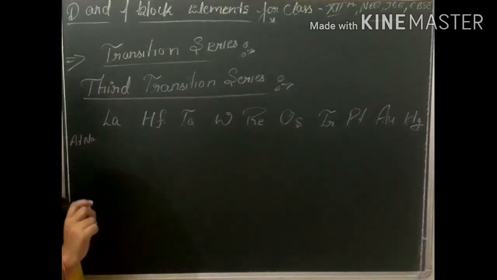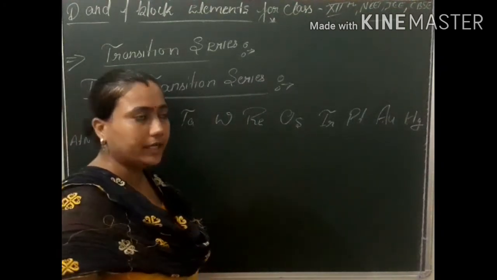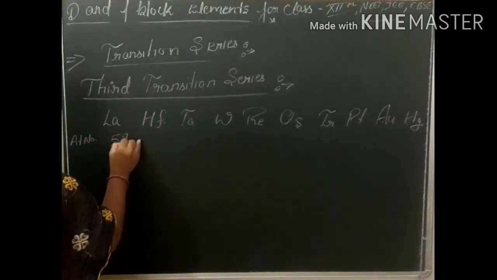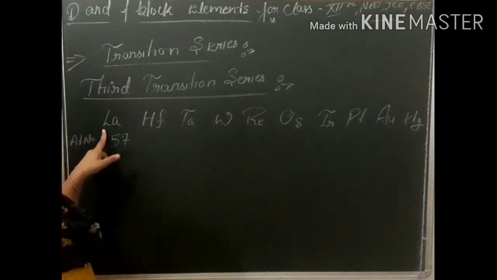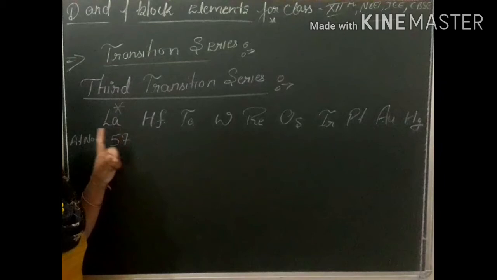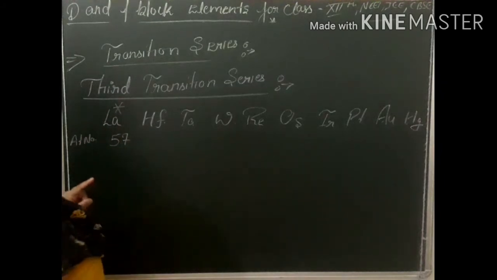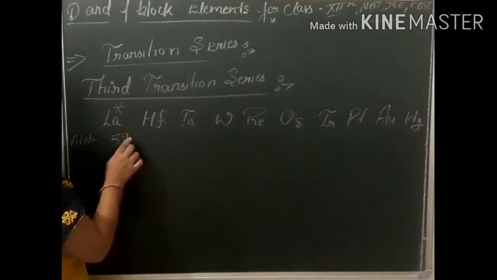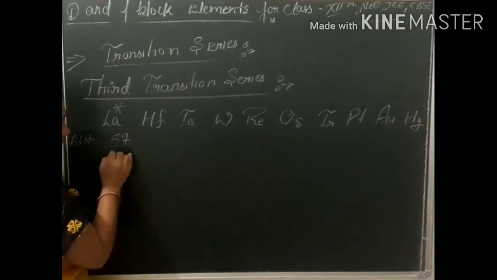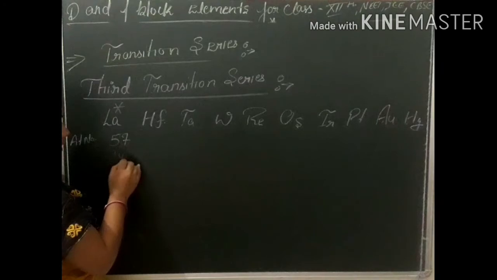The atomic number of yttrium is 39. Now add 18 again, and this is 57. So the atomic number of lanthanum is 57. Now this is the F block, and from here the F block elements start. After it, the atomic number of hafnium is 57 plus 14, that is 71, and then 72.